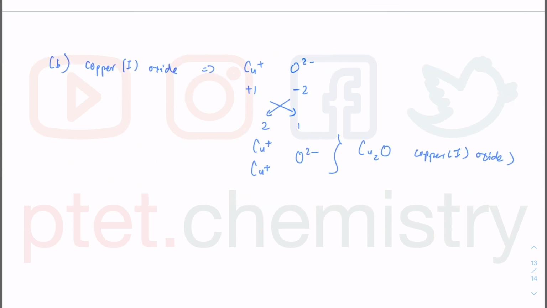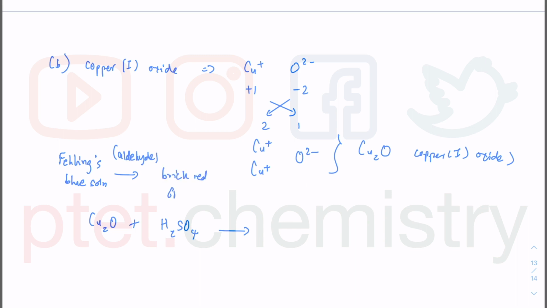So what do we have here? We have copper 1 oxide, Cu2O, reacting with H2SO4, which is sulfuric acid. You get a blue solution. By the way, this is actually a brick red precipitate, because this is the precipitate that you get when Fehling's reagent reacts with aldehyde. Think about Fehling's reagent. Fehling's reagent is a pale blue solution. And then when aldehyde is present, you're going to get a brick red precipitate. And that brick red precipitate is copper 1 oxide specifically. So there's a brick red solid plus that. You're going to get a blue solution.